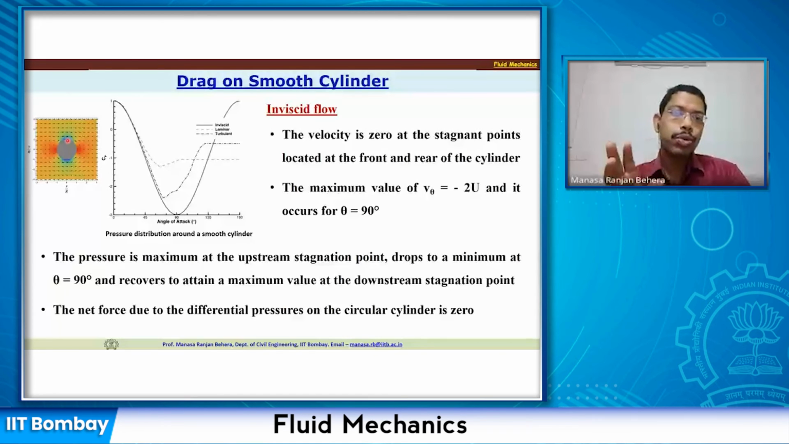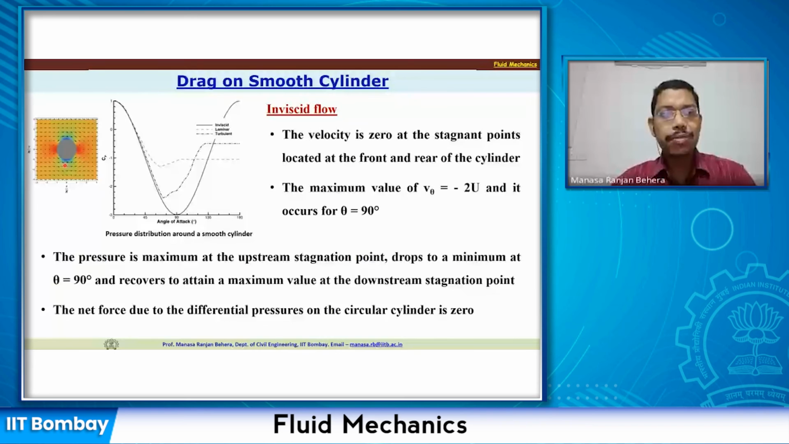The net force due to the differential pressures on the circular cylinder is going to be 0, because here it is maximum, again here it is maximum, so the forces in these directions are balanced. Similarly, the pressure at this point is maximum and the same pressure is going to be here, and the distribution all around the cylinder is going to balance, so the net pressure difference is going to be 0. That is for the inviscid flow.